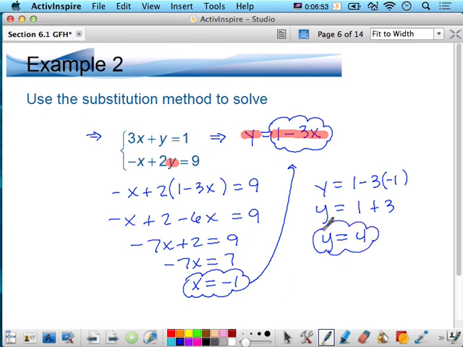So the solution to this system of equations is (negative 1, positive 4), which means a couple of things. If we substituted those values into both equations, it should make both of them true. It also means if we looked at the graphs of those two equations, that should be the ordered pair where the lines intersect. So that's a basic example of the substitution method.